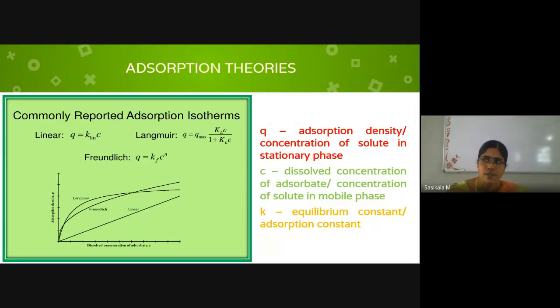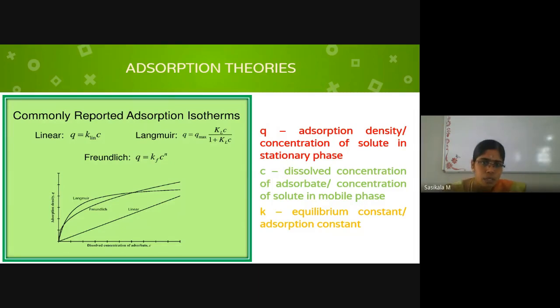Q here represents concentration of solute in stationary phase. Imagine stationary phase and mobile phase. Stationary phase is the column, mobile phase is the flowing liquid. Concentration of solute means your sample between two phases: how much solute is present in the stationary phase, and how much in the mobile phase. Both will be equal, or linear. When concentration increases in the stationary phase, the concentration of solute in the mobile phase also increases. That is the concept for linear.